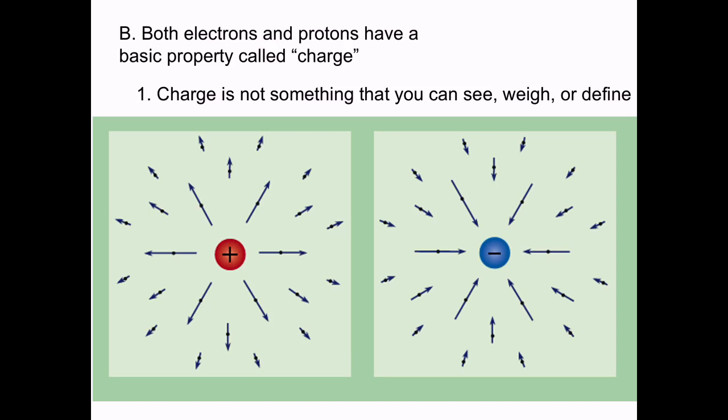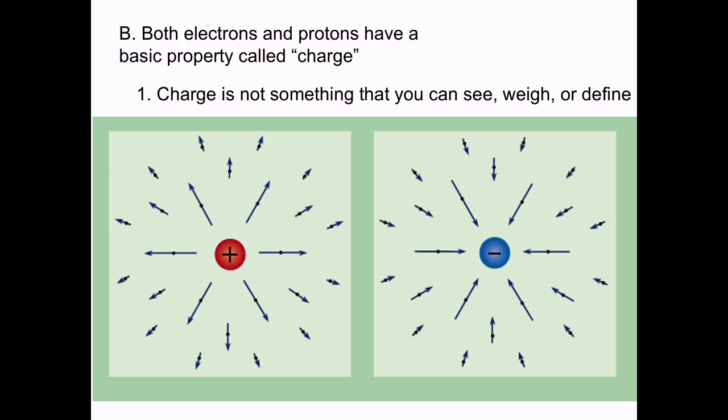Both electrons and protons have a basic property called a charge. And charge is something that you can't see or weigh or define. Negative charges are the opposite of the positive charges. A lot of times I tell folks to think of it as a magnet. North and south poles are opposites and they attract, and like charges and like poles on magnets repel.